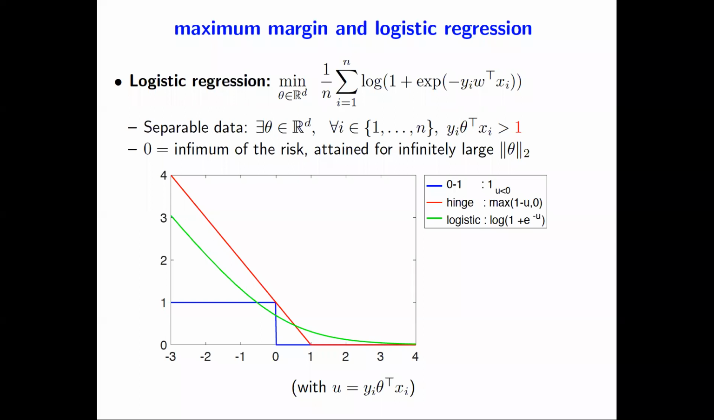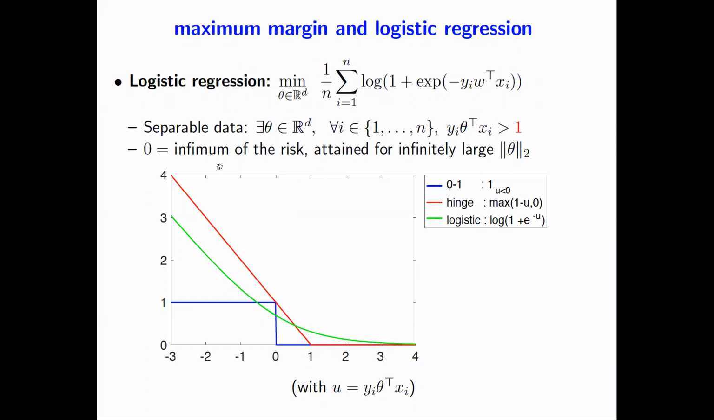So if you drive the norm of theta to infinity, then you will reach the minimum over there, the infimum over there. It's one of those examples where the infimum is not attained. The green curve will push you to infinity. This is to be contrasted with the hinge loss in red, for which you only need to be bigger than 1, and then no need to send the theta to infinity anymore. The key here is that for logistic loss, since it has exponential tails, you will always push towards infinity. So here, 0 is the infimum of the risk, and it's attained for an infinitely large norm of theta.